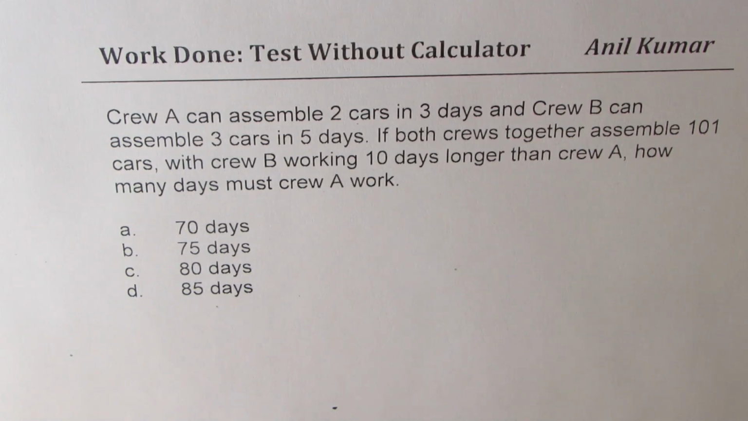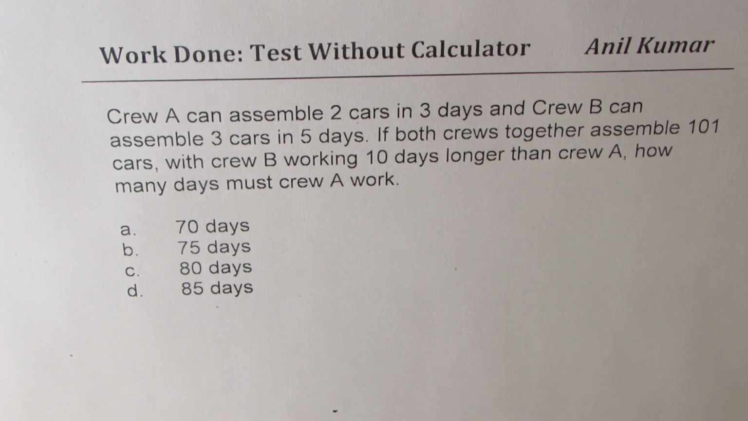I'm Anil Kumar. We'll take up a question based on work done, which is very popular in most of the competitive exams. The question here is, Crew A can assemble 2 cars in 3 days and Crew B can assemble 3 cars in 5 days. If both crews together assemble 101 cars, with Crew B working 10 days longer than Crew A, how many days must Crew A work? 4 choices are given to you.